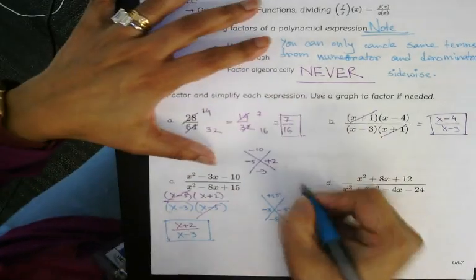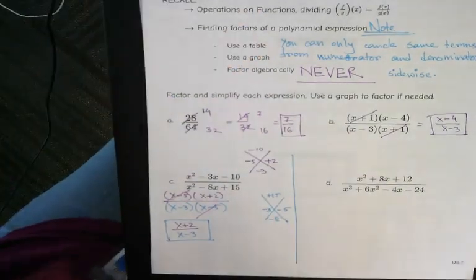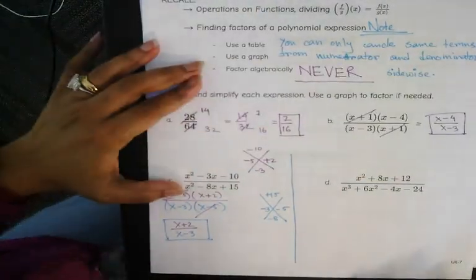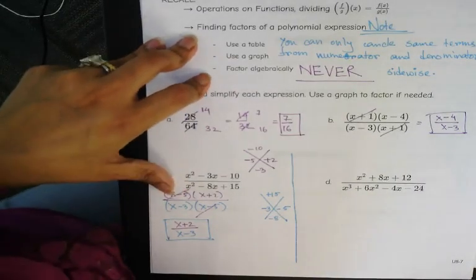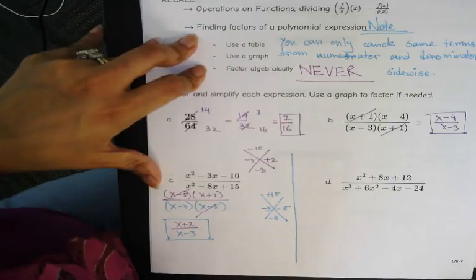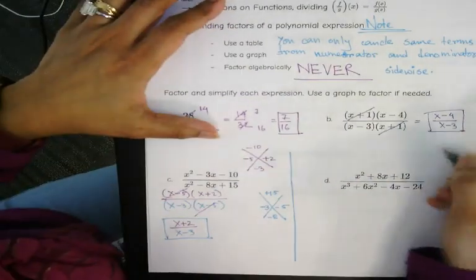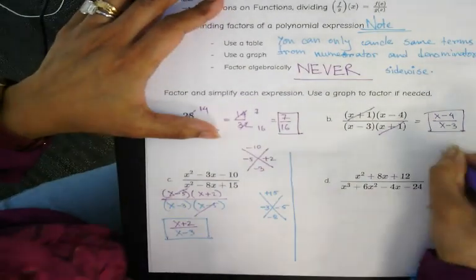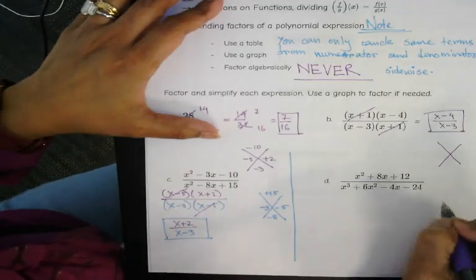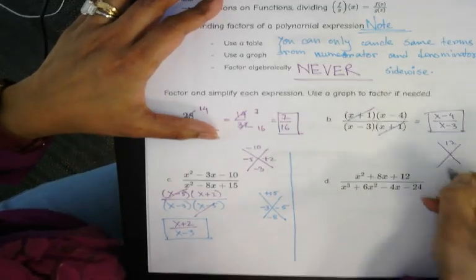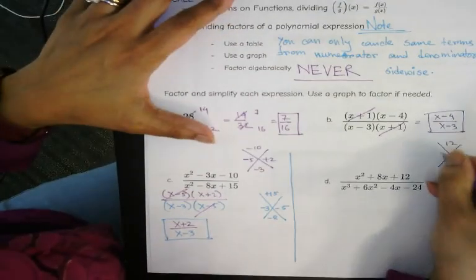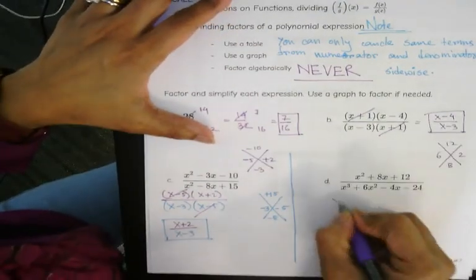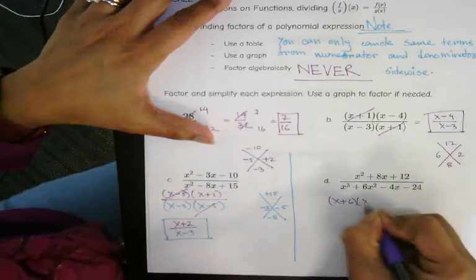Let's work on D. I really want to go step by step. So the top one is 3 terms. So what should I do for it? Factoring, how? In the x. So let's do that. I have 12 on the top, 8 on the bottom. Give me the 2 factors. 6 and 2. Perfect. X plus 6, x plus 2.